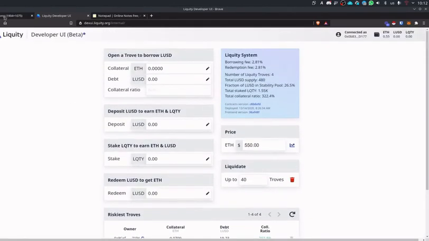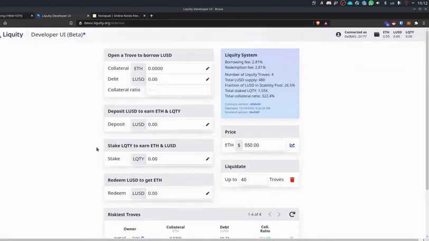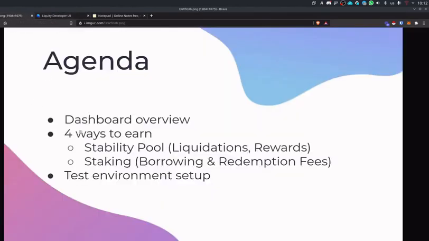So let's have a look at the agenda. First, I'll give you an overview of the dashboard, so what those cells mean. Obviously, that's just a testing dashboard that we've been using internally. This is not even close to the final UI UX. Just keep that in mind. So we'll do an overview of the dashboard, then we'll jump into the 4 ways you can earn on Liquity, and at the end I'll give you an overview of how you can access this environment yourself and play around with it. So let's get going.